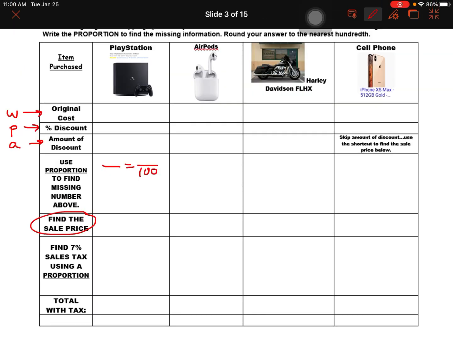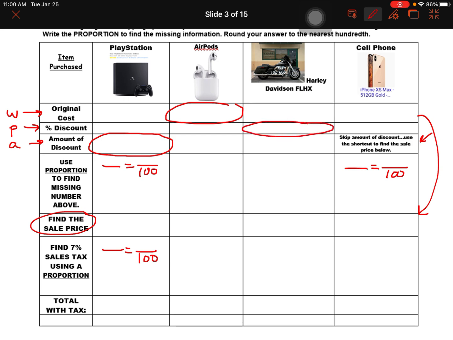So you're going to skip this box and find the amount of discount, and you're going to try to go directly from the price to the sale price on that one. I'll give you a heads up: on this first one, you're missing the discount. So you're trying to find that box and then work your way. Then you're going to use your percent. You're going to find your sales tax and your total with tax. On the AirPods, you're working backwards to find the original price. On the Harley, you're going to find the percent that's missing.